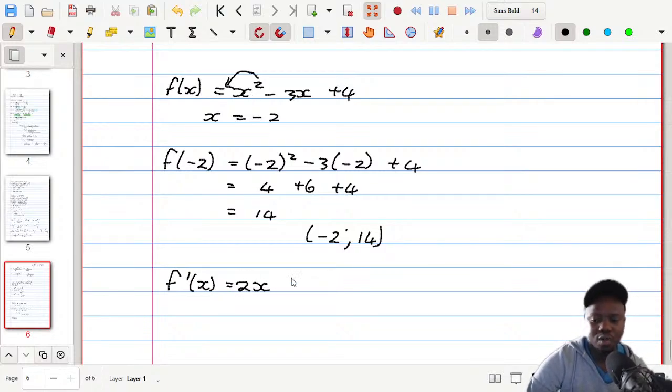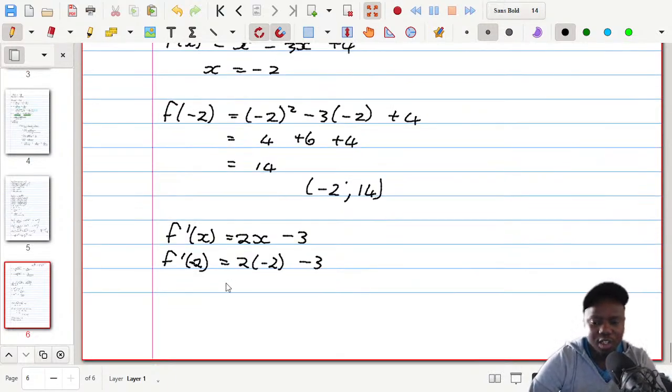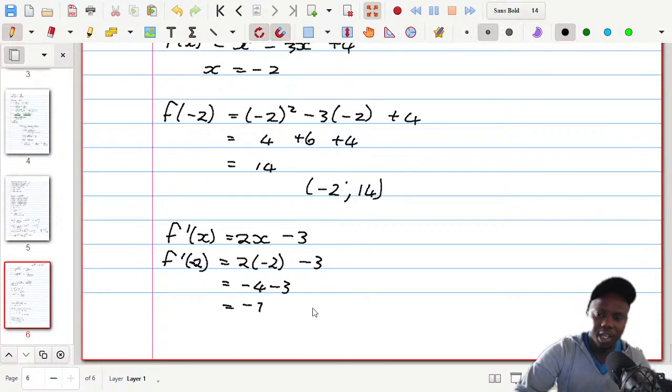Now, if we look at the original equation, we need to multiply exponent with coefficient. That's going to give us 2x, subtract 1 from exponent. Our exponent is 1 here. Multiply exponent by coefficient, we get -3. Now let's substitute x equals -2, sorry, to get the gradient. That's the x value that we're working with. This is 2 into -2 minus 3, which is going to give you -4 minus 3, that gives us -7.